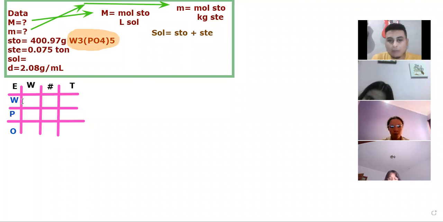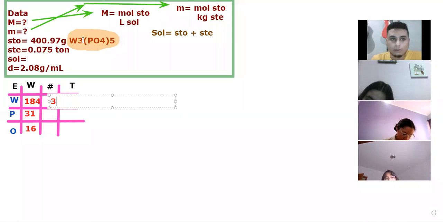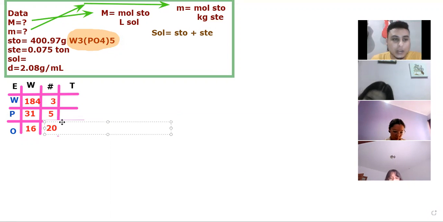Atomic weight. Okay, for tungsten it is 184. Let me know if it's correct. Just move your head. Is it correct? 184, okay. This one is 31, and this one is 16. These numbers are from the periodic table. How many of each element do we have? In the first one, we have 3. Phosphorus, we have 5. And finally, oxygens, we have 20.